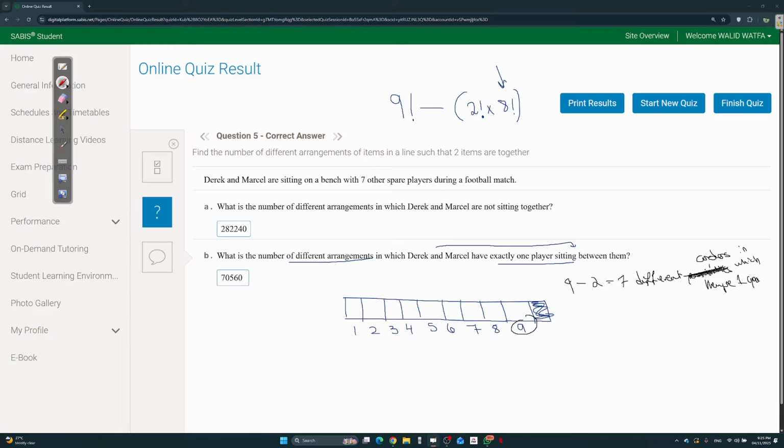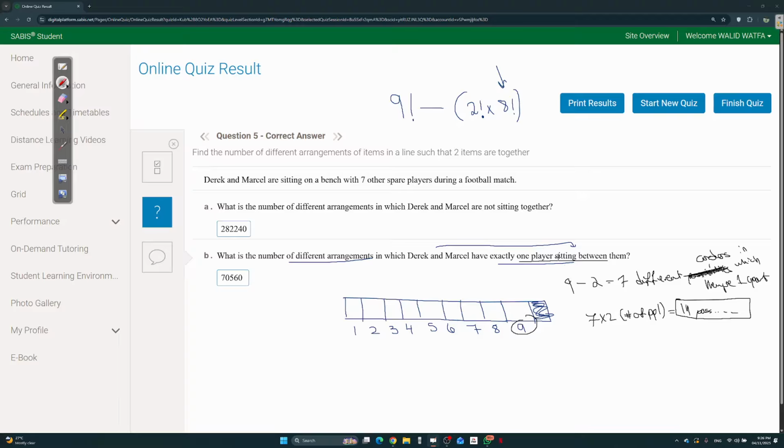Cool. We're not done. We're definitely not done. They also want 1 player sitting between them. Before we continue there, this is if Derek, Marcel, but we know that what if I had Marcel here and then Derek here? So since we have 2 people with 7 different orders, we need to multiply this by the number of people. So 7 times 2, because number of people, equals 14. So now you have 14 different possibilities in which they're 1 apart. You have these 14 possibilities, cool.